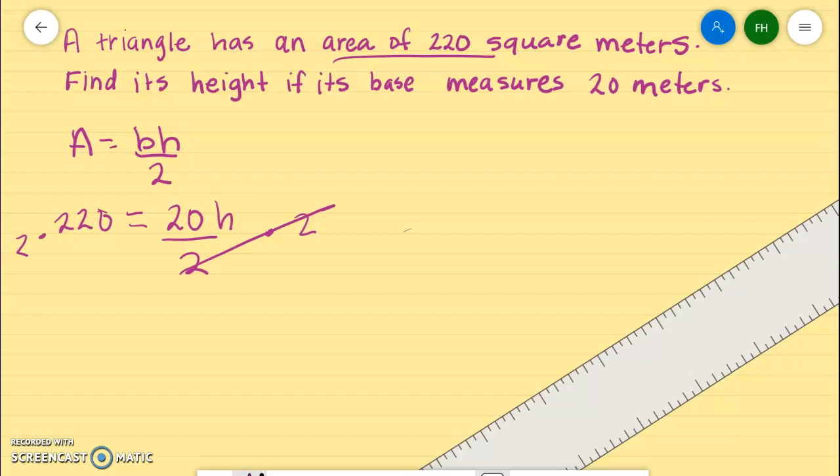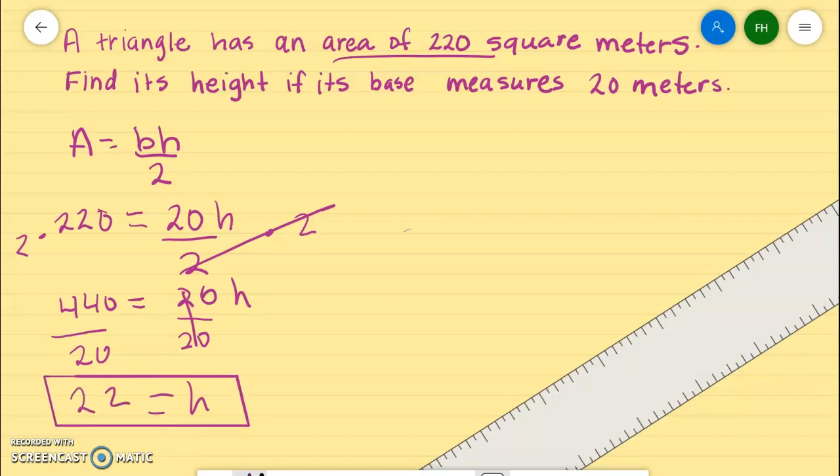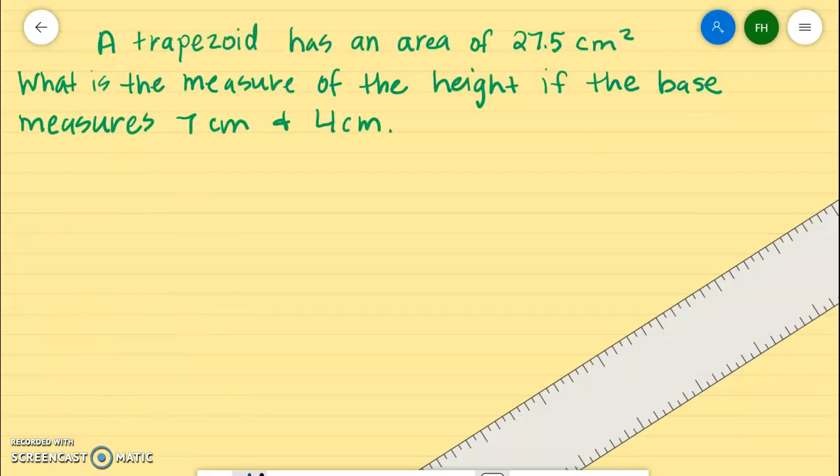I'm going to multiply by 2, and I get 440 divided by 20. Equals 20h divided by 20, and divide by 20, and h equals 22 as the height, 22 meters. And we could check this, because we could say base times height, 22 times 20, and divided by 2. That would be 440 divided by 2 would be 220, which is the area that we started with. So it is correct.